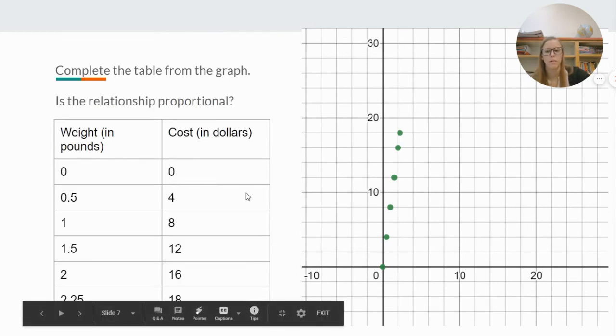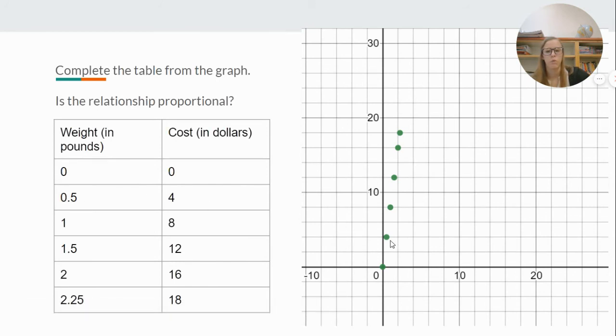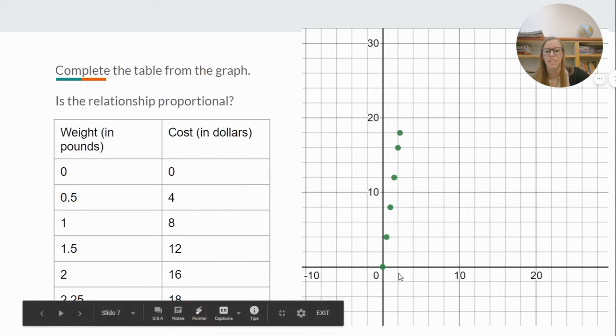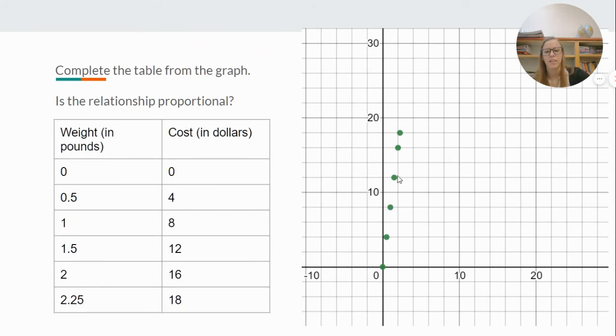Well, we know we have 0, 0. 0.5 pounds is $4. 1 pound is $8. 1.5 pounds is $12. 2 pounds is $16, and 2.25 is $18.